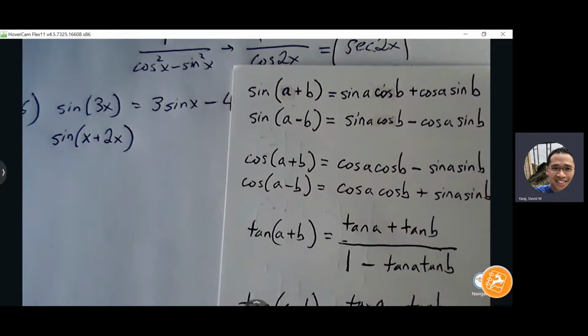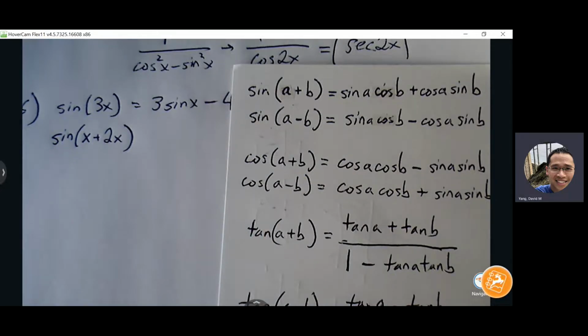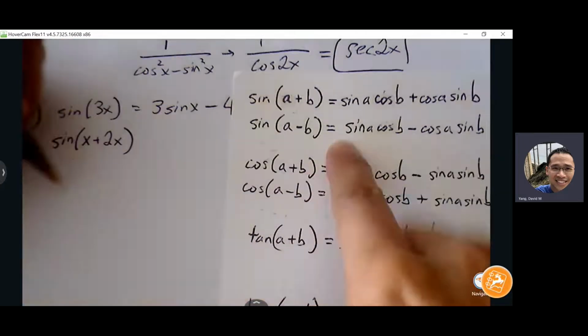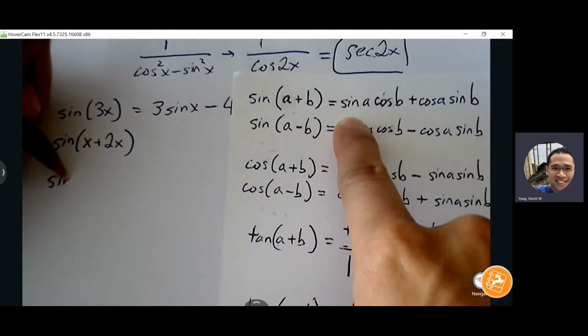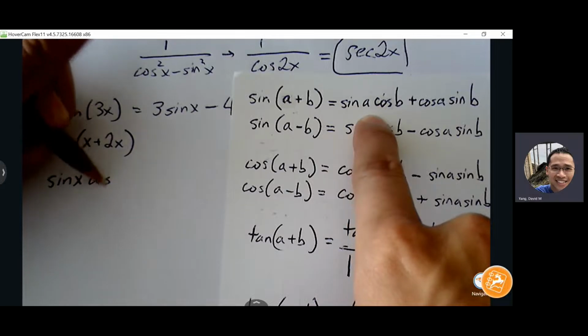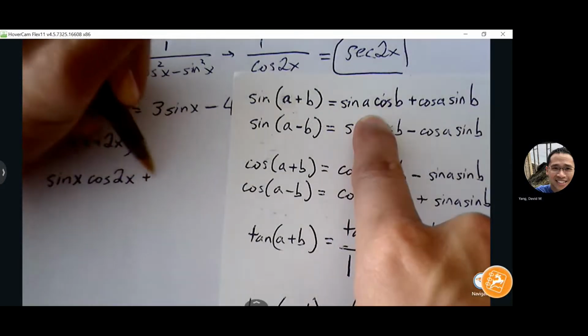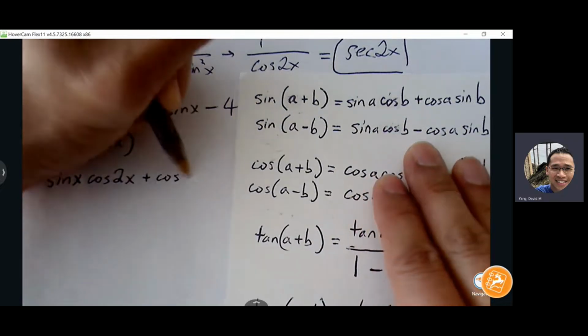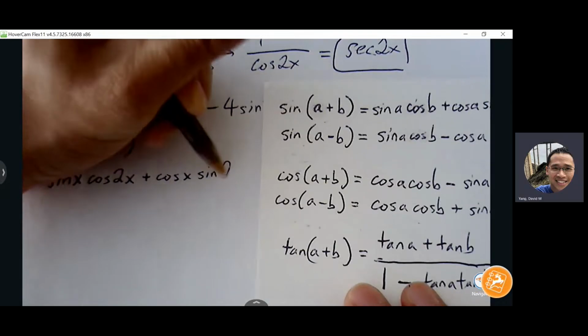Remember, we can't distribute the sine through, but for anything inside the parentheses, we have to deal with a special rule here. So treat x like A, we'll treat 2x like B, and we'll expand them out so that we can get each of them a little bit easier to work with. Okay, so I can do sine x cosine of 2x plus cosine of x sine 2x.